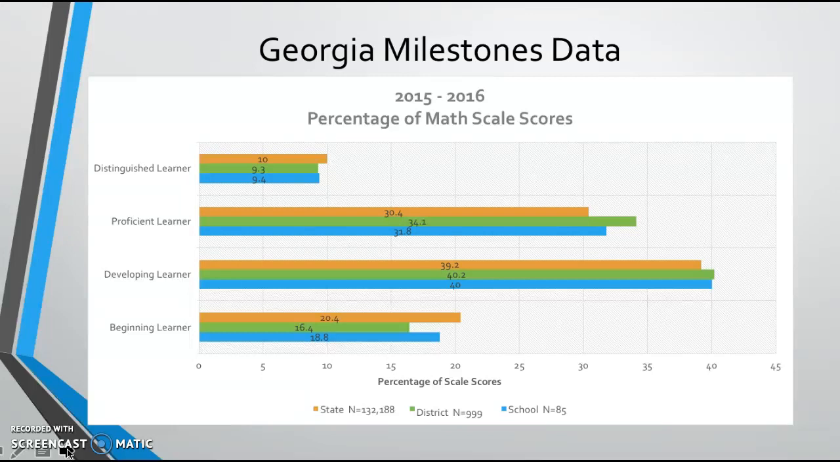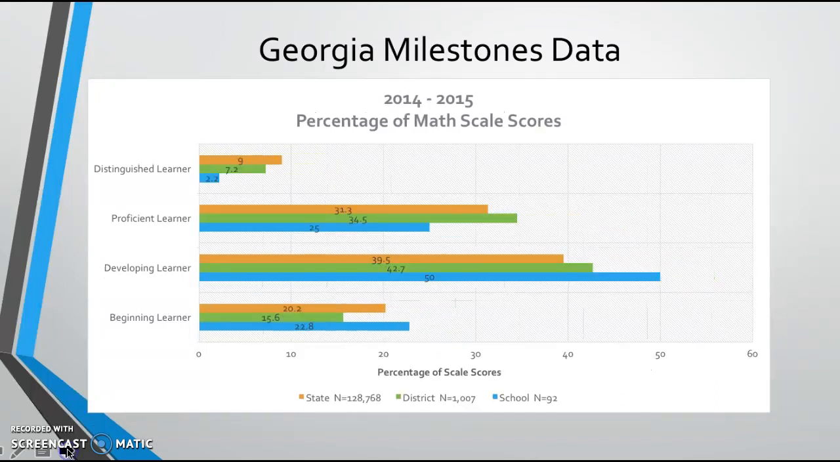In comparison to the state, Euharlee had more proficient and distinguished learners and less beginning learners. This is another strength of the data. How can we continue to keep up with this success and increase the number of distinguished learners?